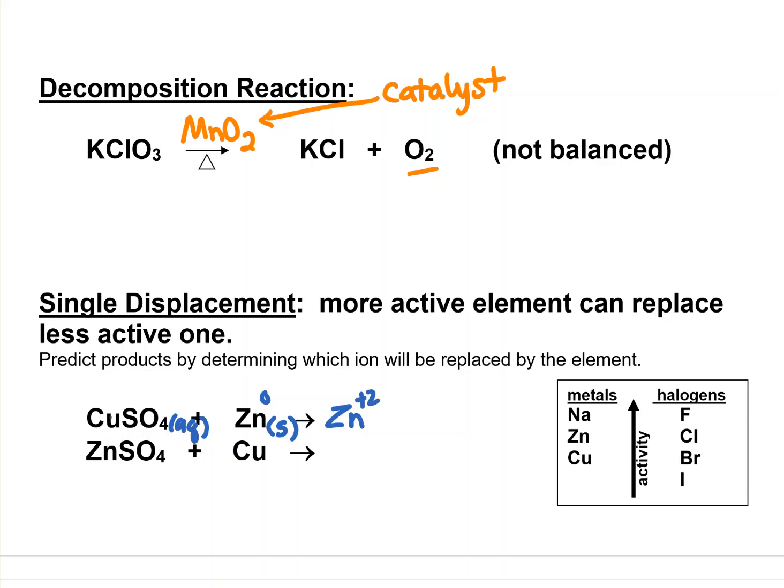It's going to replace the positive one. So it'll go with the sulfate, which has a -2 charge. And I look at those charges to make sure this is a good formula, and it is. It's neutral. And then what's left? The copper. And when the copper gets replaced, it goes back to being neutral. So we'll put a 0 there on it.